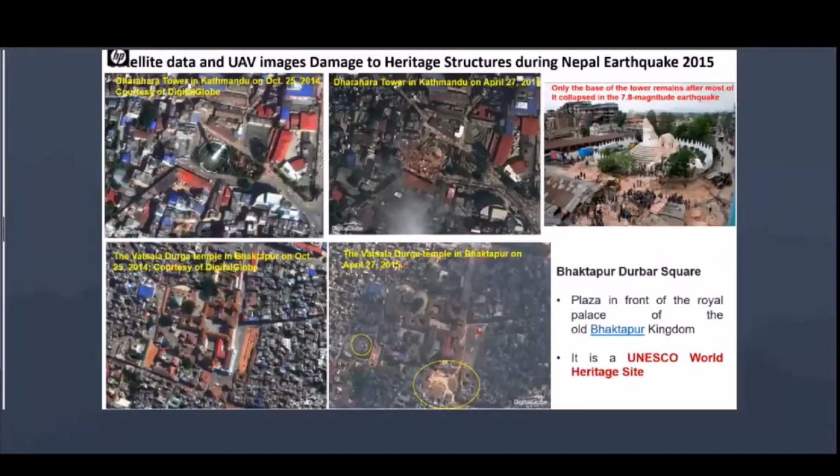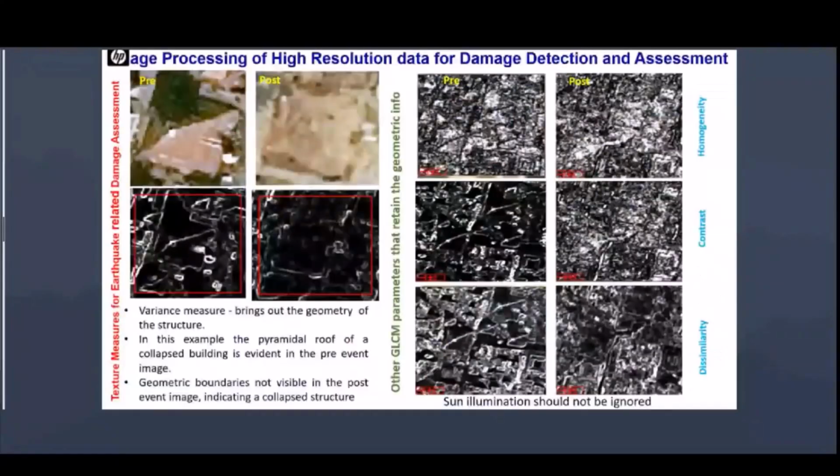Some study we have done using only the satellite images, like Dharhara Tower, which also collapsed. Only the base remained; the earthquake was very extensive, 7.8 was the magnitude. So what we did was utilize these satellite images and apply image processing operations. Because in case of such disasters, such as an earthquake, time is of utmost importance. You want to know exactly where the damage has happened. You don't have that much time for visualization of the image.